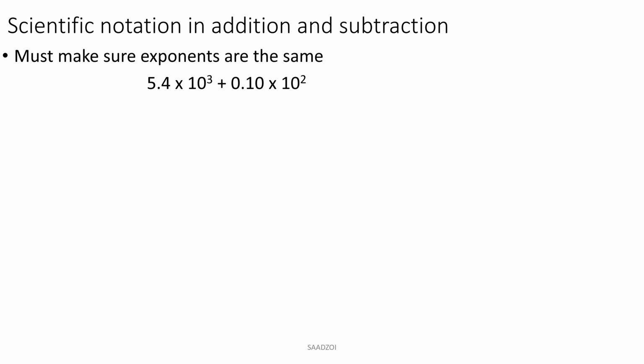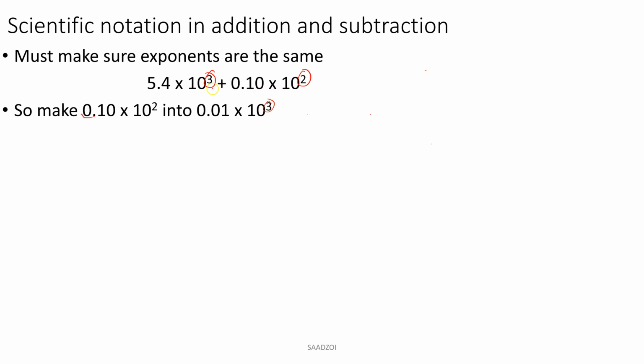For addition and subtraction, a little different. You have to make sure both numbers have the same exponent in scientific notation. So if you notice here, it's 10 to the 3rd, here's 10 to the 2nd. You can't do the math on this. So what do you do instead? You make 0.10 times 10 to the 2nd into 0.01 times 10 to the 3rd. For those wondering how I did that, all I did was move the decimal point one more time to the left. And for those wondering why you do that, because you want the exponent to be 3.